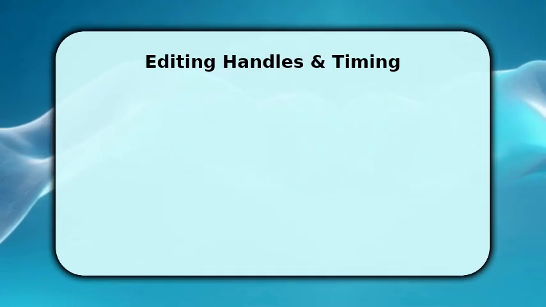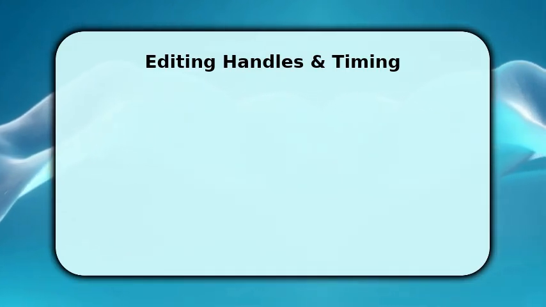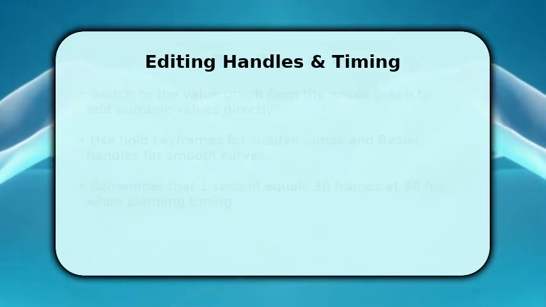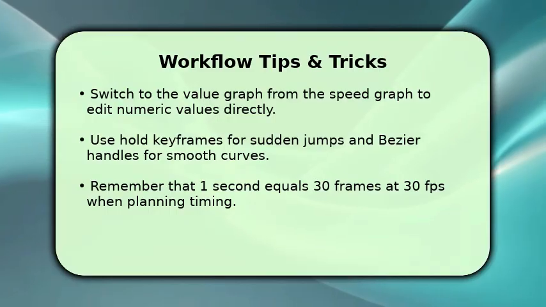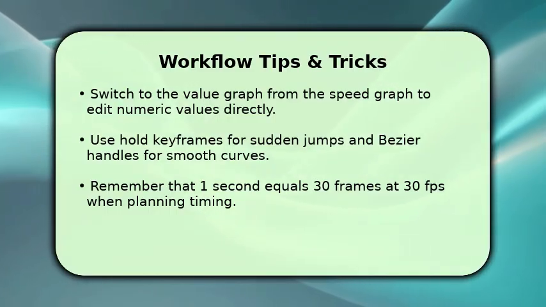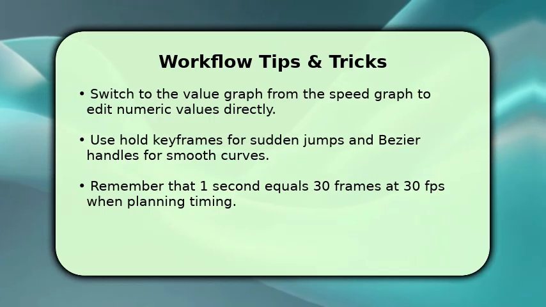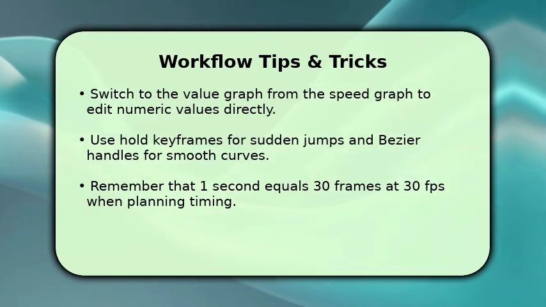Watch the numeric readout as you edit handles, so you keep exact values and predictable motion throughout your sequence. Switch to the value graph from the speed graph to edit numeric values directly. Select multiple keyframes to adjust overall curve shape while keeping relative timing intact.